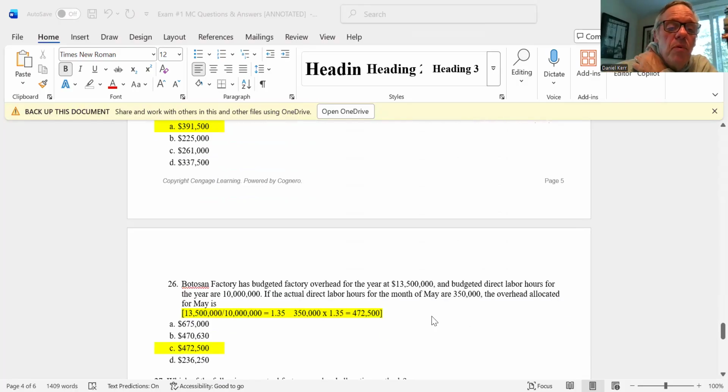26. Boston factory has budgeted factory overhead of 13,500,000. Budgeted direct labor hours for the year is 100,000. So 13,500,000 divided by 100,000 gives you a rate of 135 per labor hour. If actual labor hours for the month were 3,500, the overhead allocated would be, so 3,500 times 135 gives you 472,500. So the answer there is C.